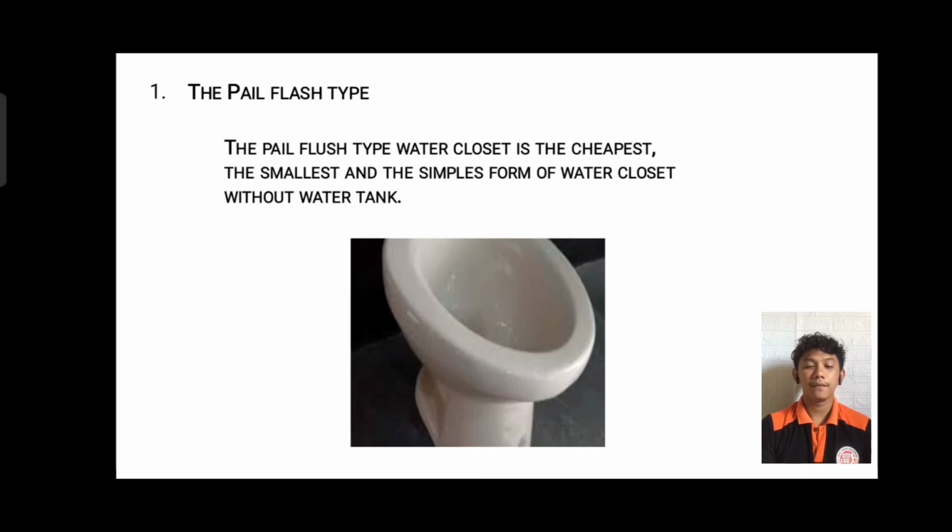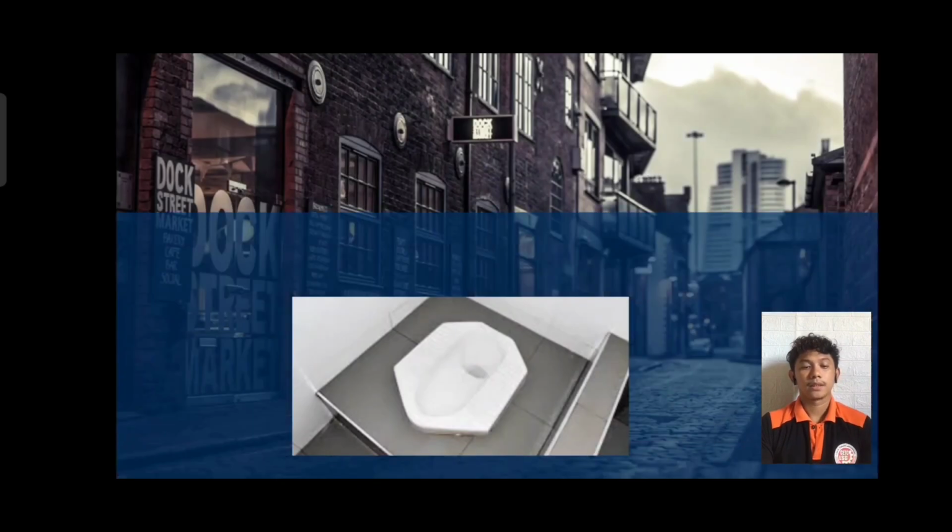So first is the pail flush type. So the pail flush type water closet is the cheapest, the smallest, and the simplest form of water closet without a water tank. So ito yung pinakamura, and then ito yung type ng water closet na walang water tank.